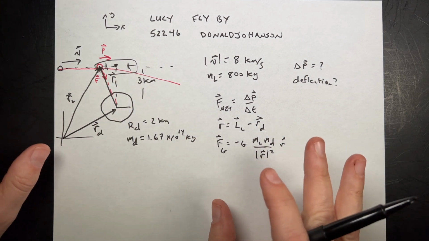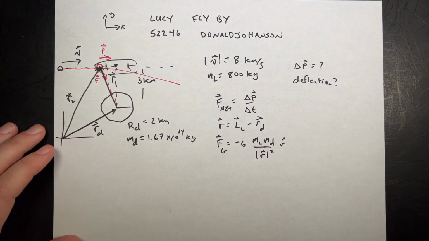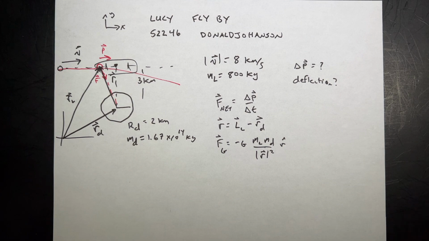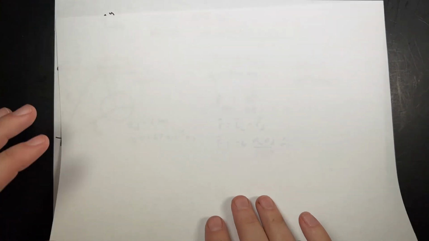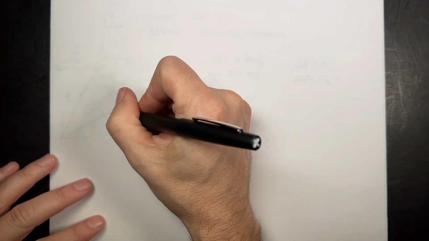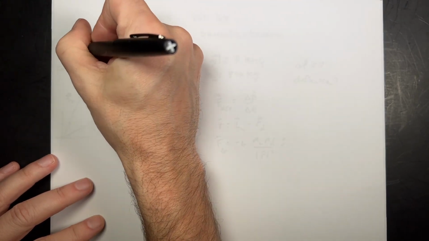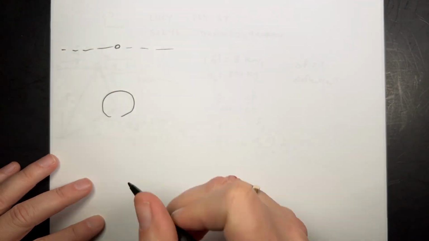Okay. So let's do this one thing at a time. I'm going to start with a new sheet of paper, and I'm going to calculate the gravitational force. So here is my asteroid. Here is my Lucy.